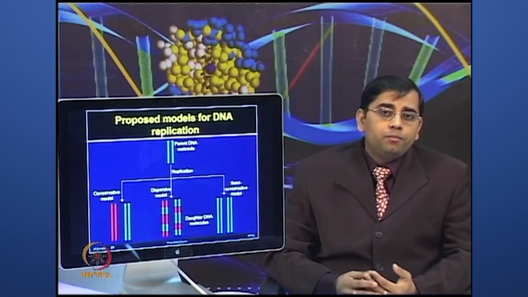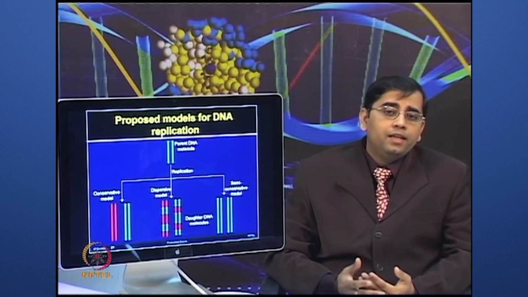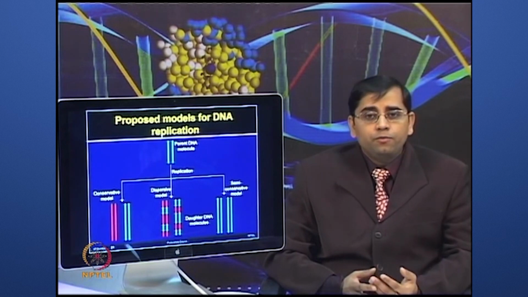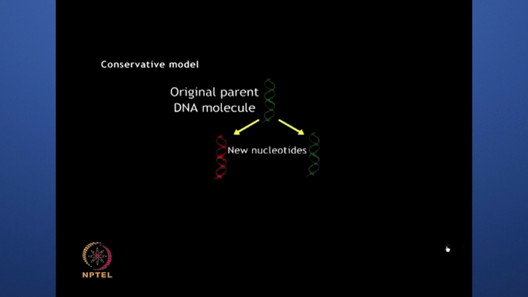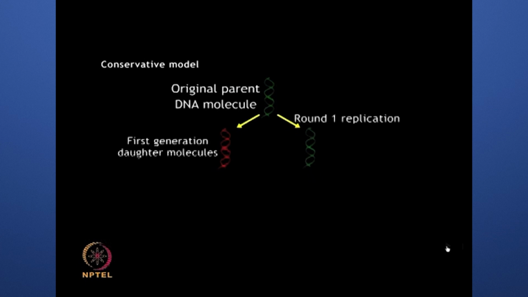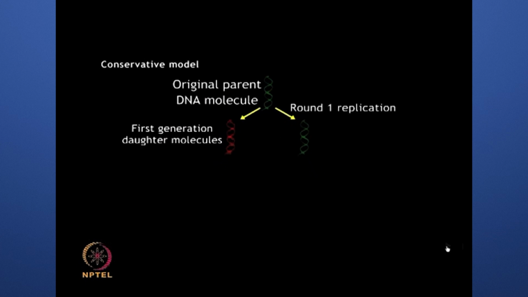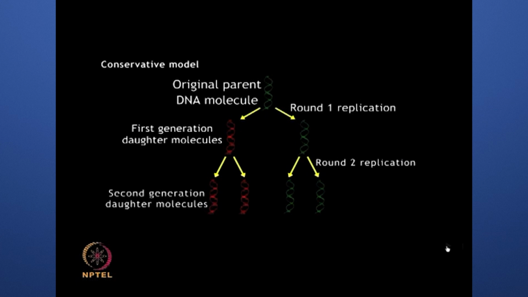Different types of models have been proposed for DNA replication, including conservative model, dispersive model and semi-conservative model. According to the conservative model, the two parental strands of DNA as a whole serve as a template for the synthesis of progeny DNA molecules. Thus, one of the daughter DNA molecules is actually the parental DNA, while the other daughter DNA consists of two newly synthesized strands from fresh nucleotides.